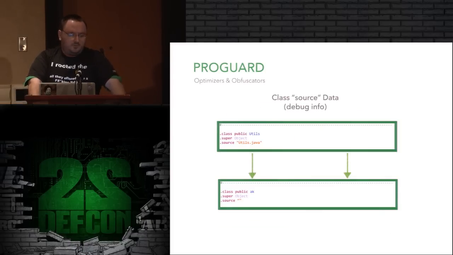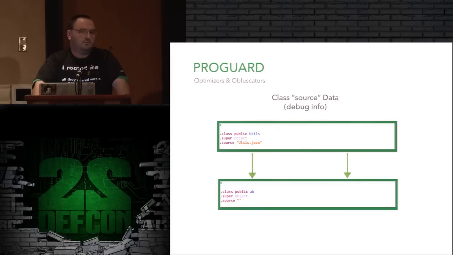This is ProGuard removing some of the debug information, like the source name, the source file. Typically, when you look at a compiled class, this source field will tell you the name of the file it originally came from. A lot of obfuscators will either completely remove this or insert false data. The false data ones can be pretty annoying, but otherwise, again, pretty simple.